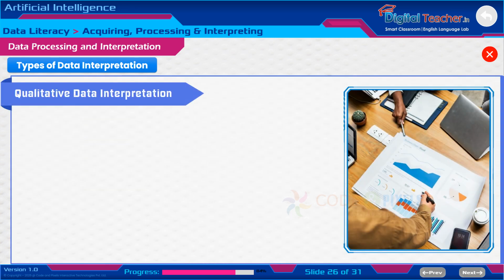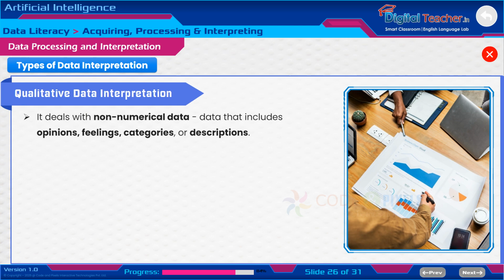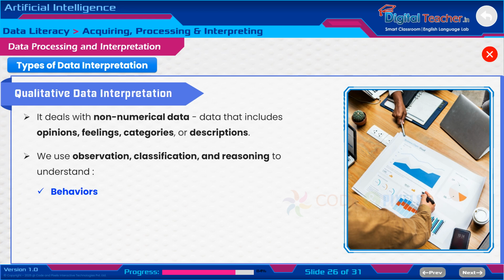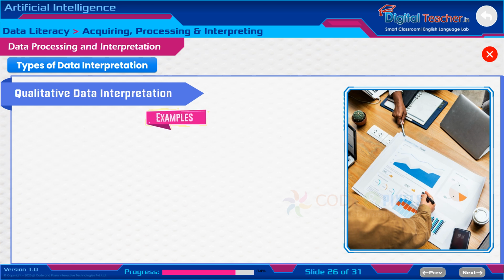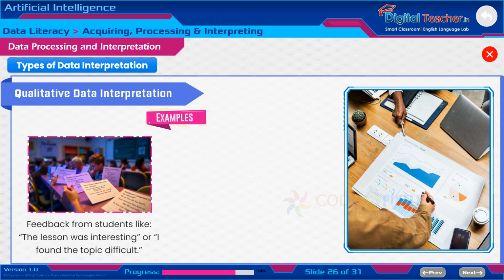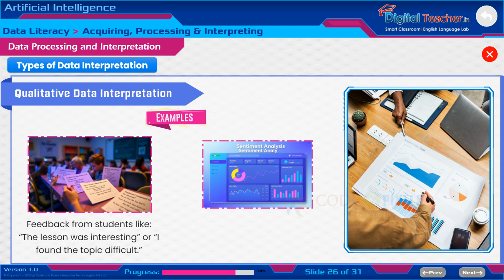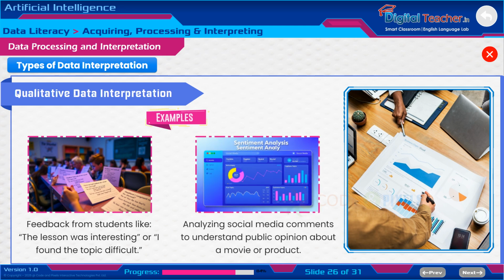Qualitative data interpretation. It deals with non-numerical data, data that includes opinions, feelings, categories, or descriptions. We use observation, classification, and reasoning to understand behaviors, preferences, reasons behind choices. Examples: feedback from students like, "The lesson was interesting" or "I found the topic difficult." Analyzing social media comments to understand public opinion about a movie or product.